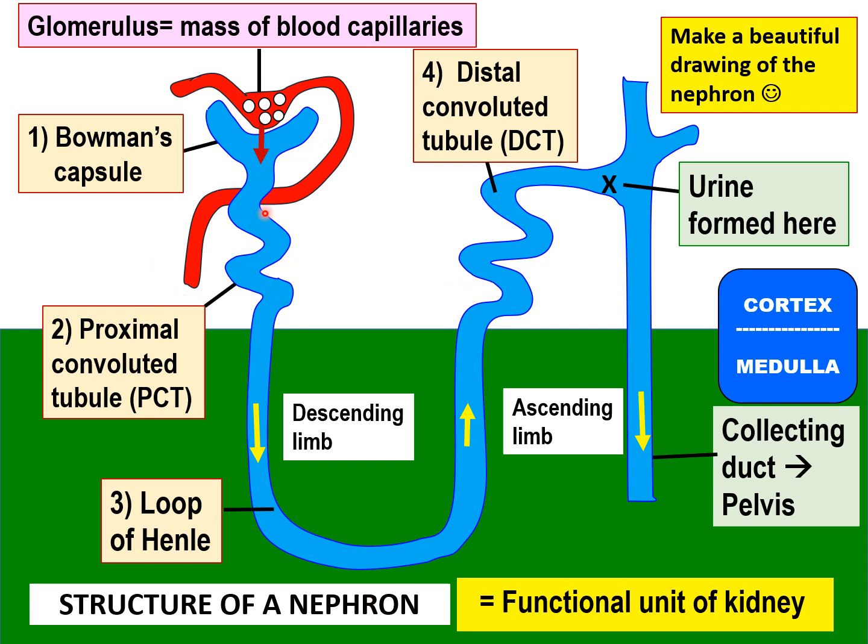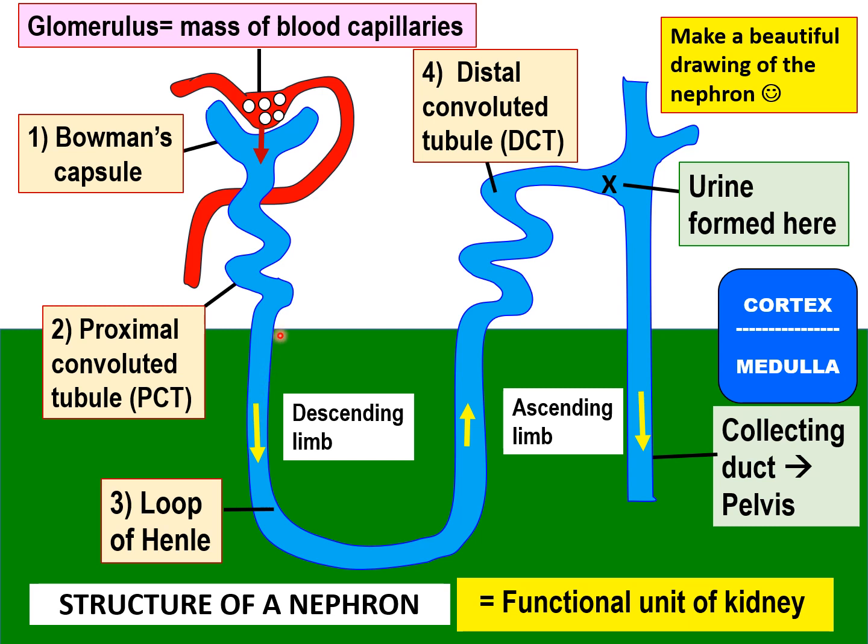Okay, so joined to the Bowman's capsule is the proximal convoluted tubule. Proximal means near to the head, near to the beginning, near to Bowman's capsule. Convoluted means it's coiled, and tubule means a tiny tube. So that's the proximal convoluted tubule that is coiled, or berlingkar in Malay.